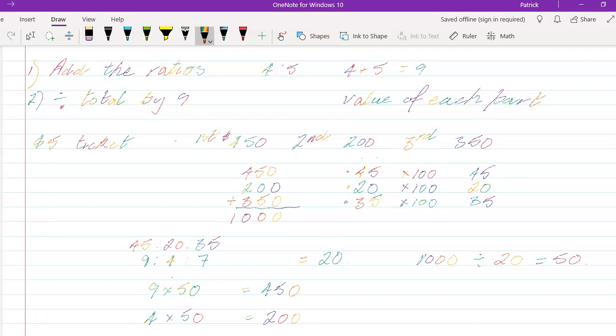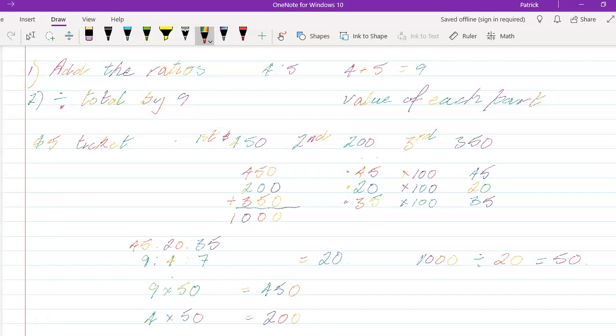So we look at that and see that 450 is 0.45 of 1,000, 200 is 0.2, and 350 is 0.35. To bring these decimals to a whole number, we're going to multiply by 100. So I've got a ratio of 45 is to 20 is to 35. Here's my ratio, 45 is to 20 is to 35, which simplifies down to 9 is to 4 is to 7.